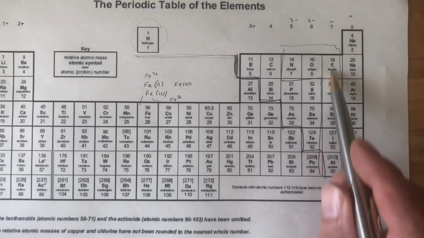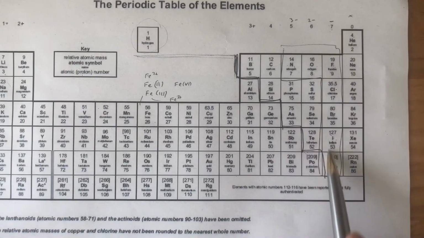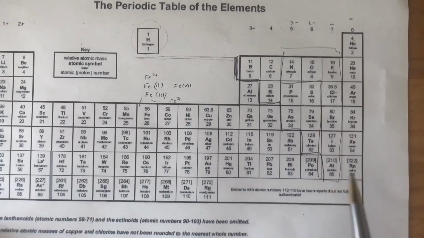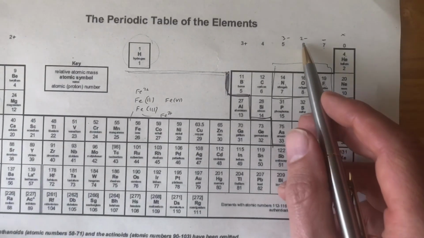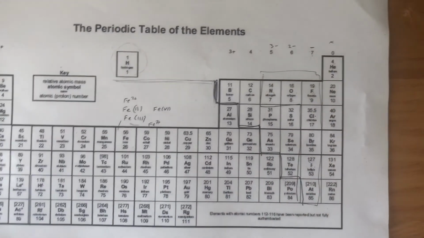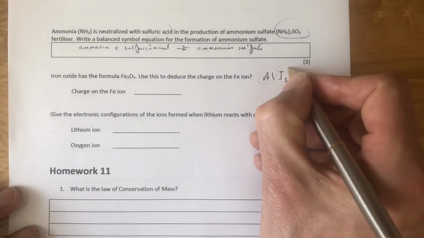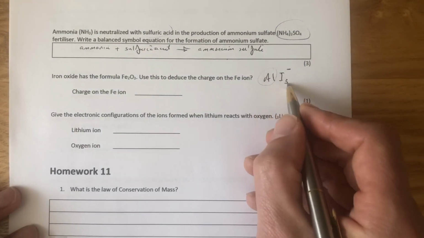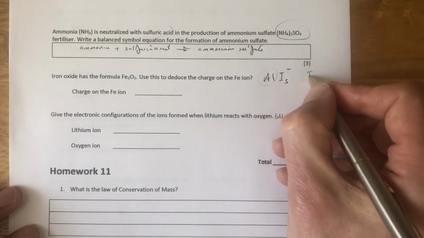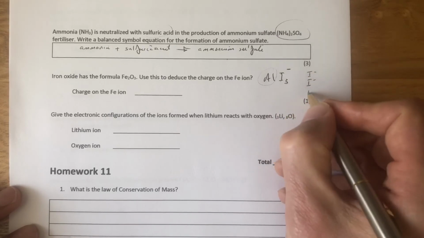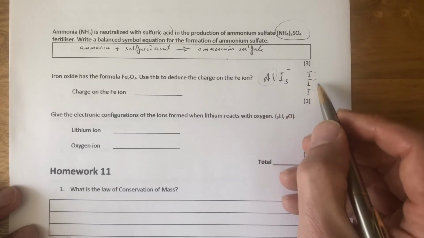So everything here has got the formula minus. Everything in group 7 has got the formula minus. If it's in group 6, it'll be 2 minus. In group 5, it'll be 3 minus. That's the way the periodic table helps us with this. So this is I minus, and we've got 3 iodines. So I've got I minus once, I minus twice, I minus 3 times. So I've got 3 negative charges.